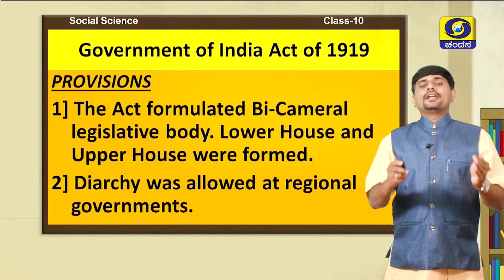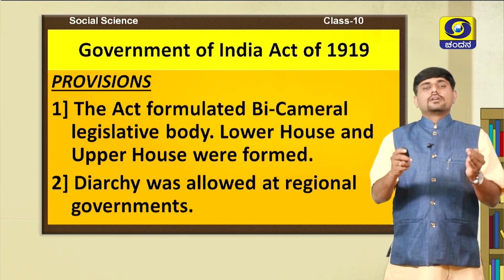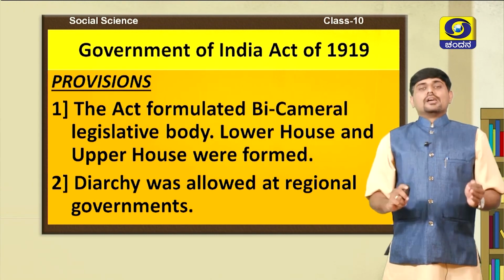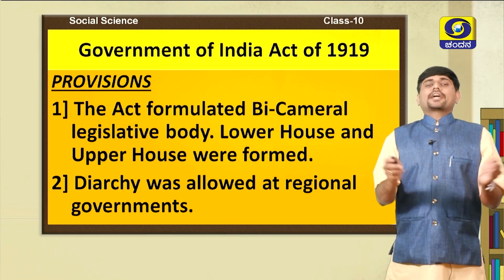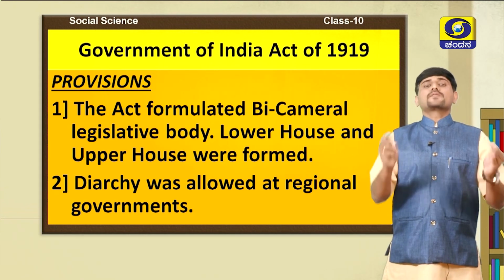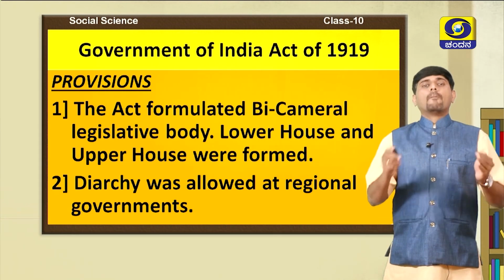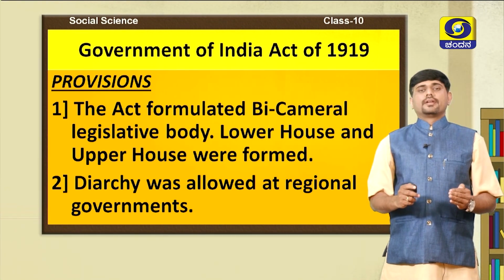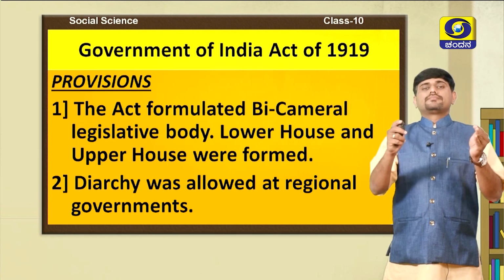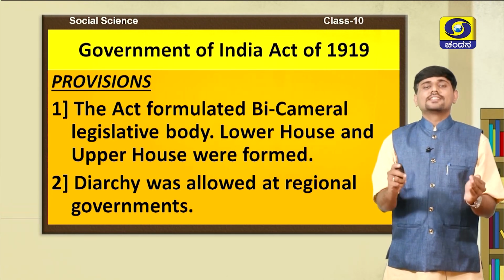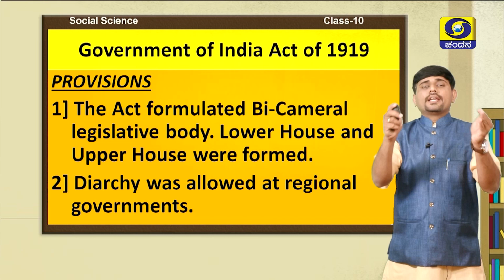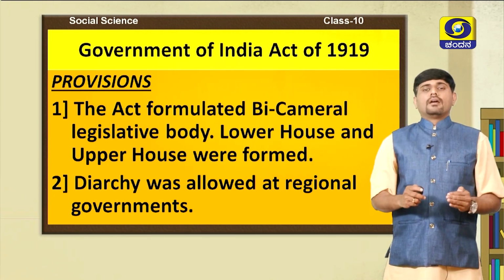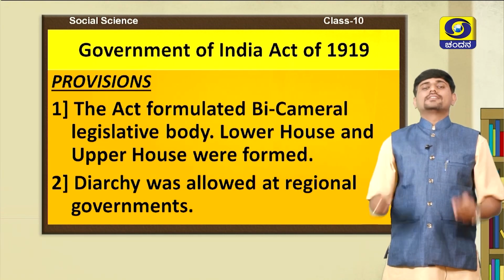The Government of India Act 1919. Dear students, this act is very popularly known as the Montague-Chelmsford reforms. Here, Montague, Secretary of State for India, and Chelmsford, the Viceroy of India, both of them brought several reforms under this act. They wanted to introduce the self-rule concept in India. Self-governing institutions' importance was given under the Government of India Act of 1919. Various provisions are laid down in this act.